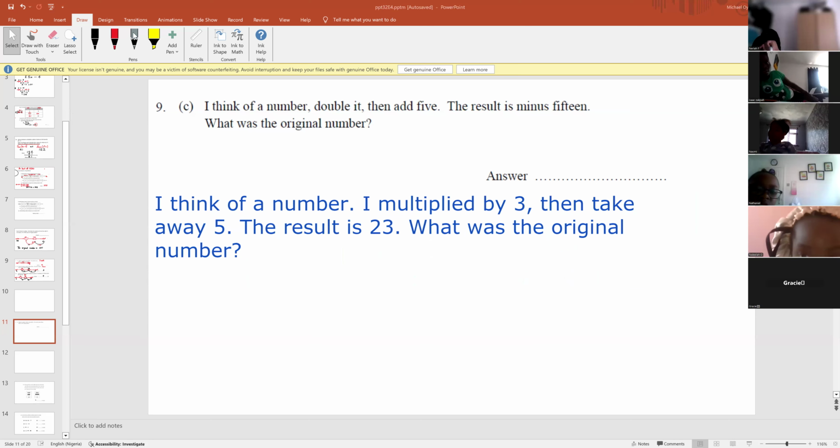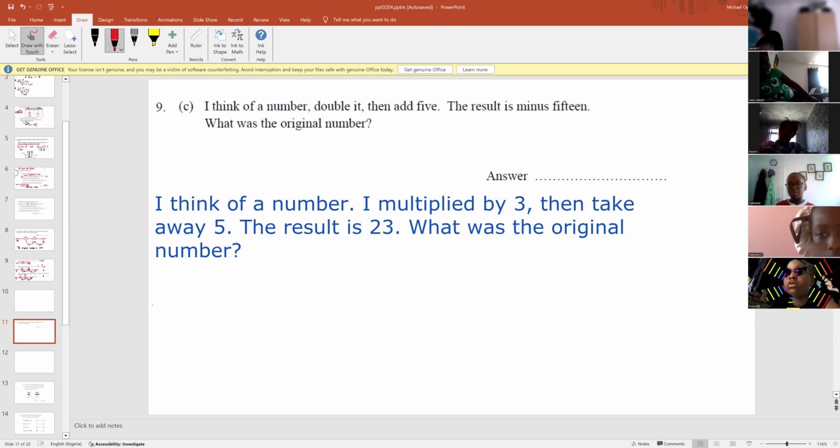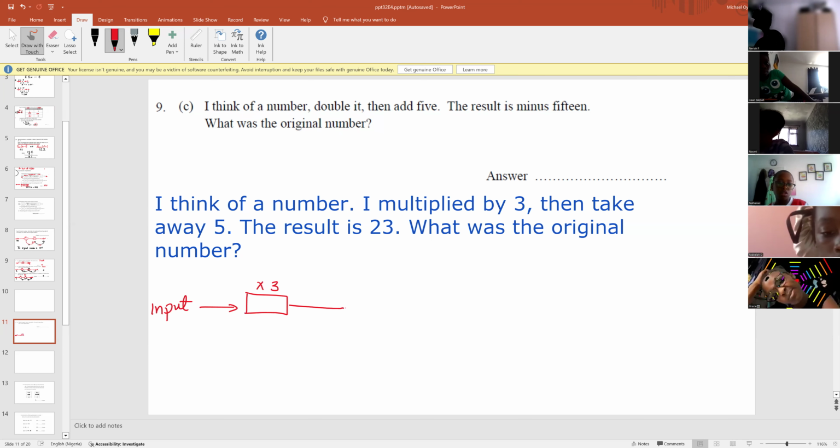So you have to write your function machine first. So, input, times, then take away 5. And the answer is 23.